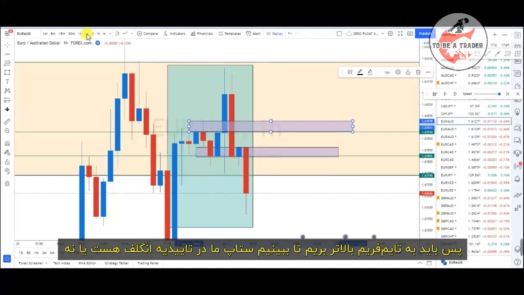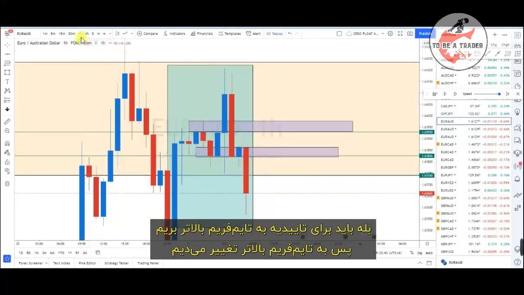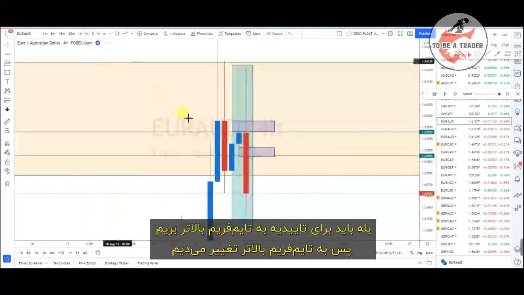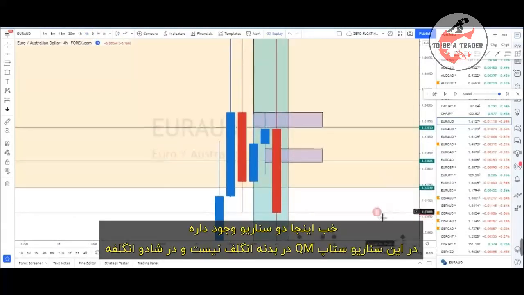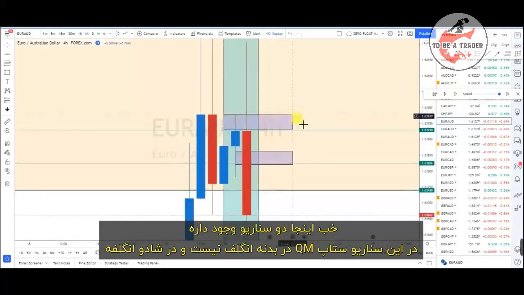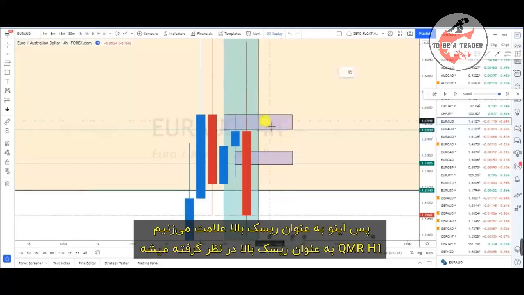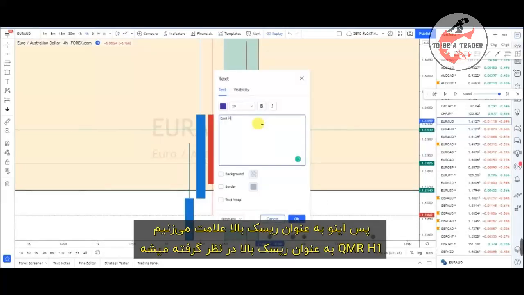So we need to go to the higher time frame to check whether our setup is in the confirmation of the engulf. Yes, we need to have the confirmation at the higher time frame. So we change to the higher time frame. Okay, so here there are two scenarios now. The QM setup is not in the body of the engulf. It is at the wick of the engulf. So I'm going to mark it as high risk. QMR H1 is high risk.